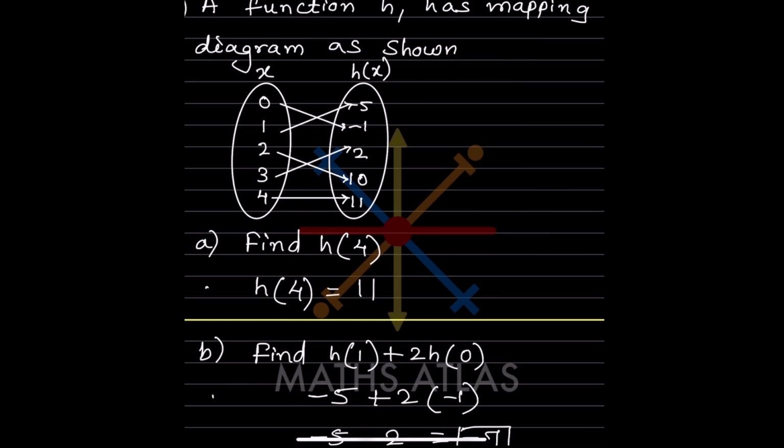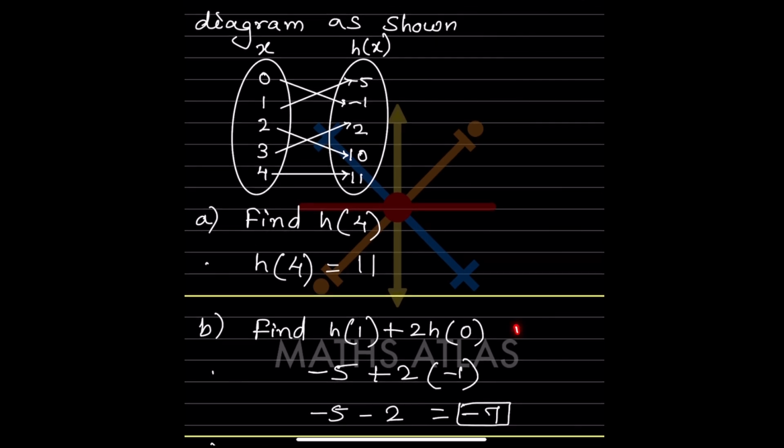Now, whenever this is given, find h of 4. Whatever is in the bracket is the value of x, so you have to concentrate on this column. Where do you see 4? 4 is here. So h of 4 means you look at this 4. What is the value here? That is 11. So h of 4 is 11. This is very important. Many of them get confused whether you have to see x or h of x.